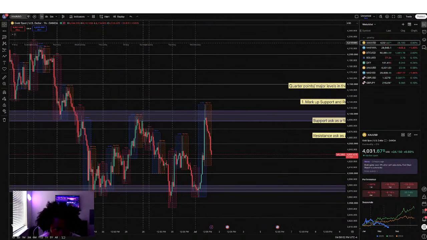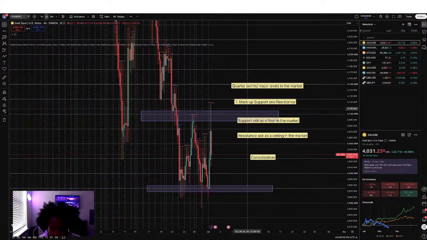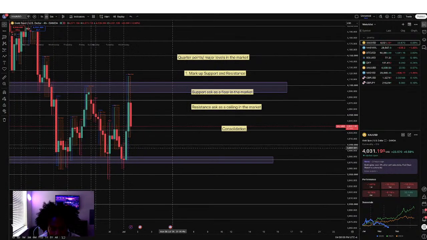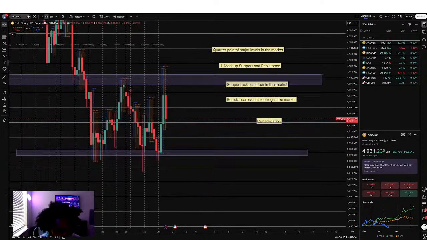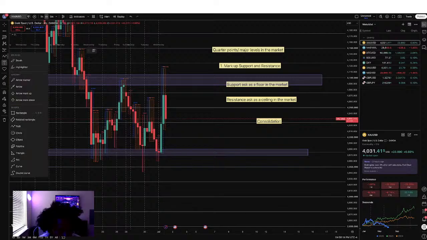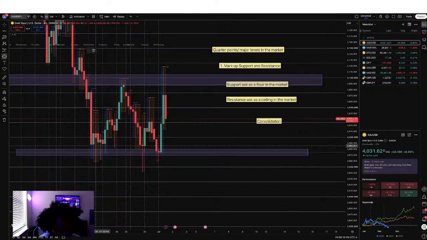So for these quarter points, as you can see, we have every $25 marked within the market. And within these $25, you can see there is something that's called rejection. So if you see right here, this can be considered a rejection. So let's make this yellow.